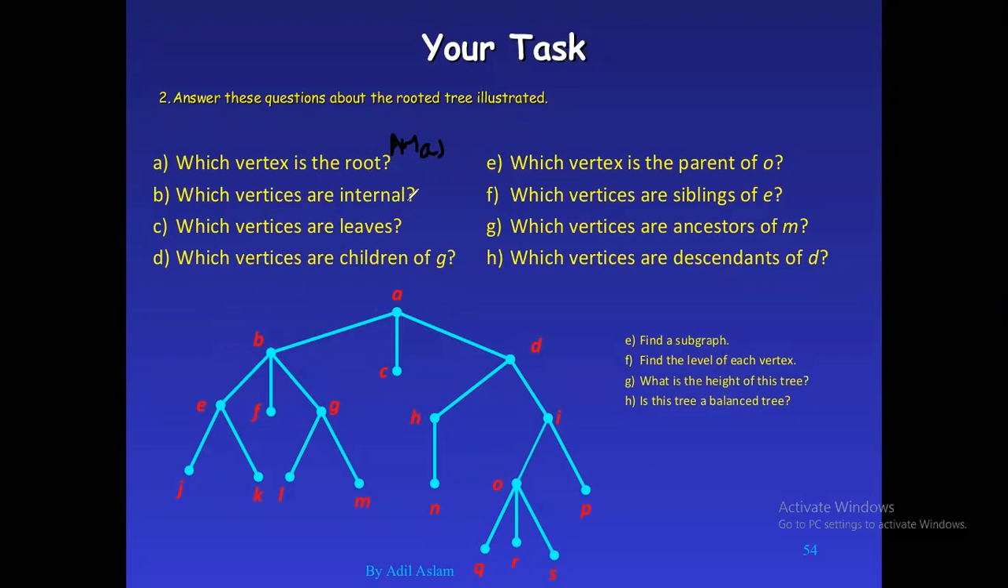Which vertices are the internal vertices? Just now we said internal vertices means having at least one child. So A has children. So, second answer.